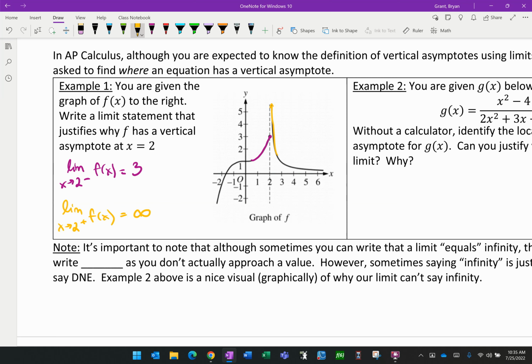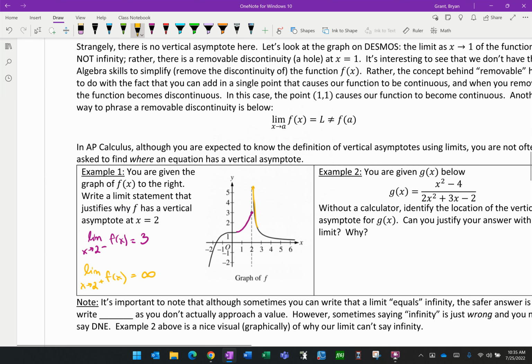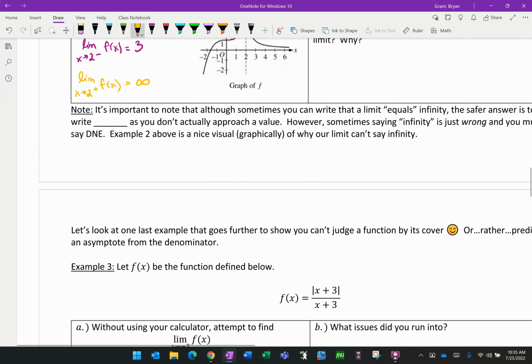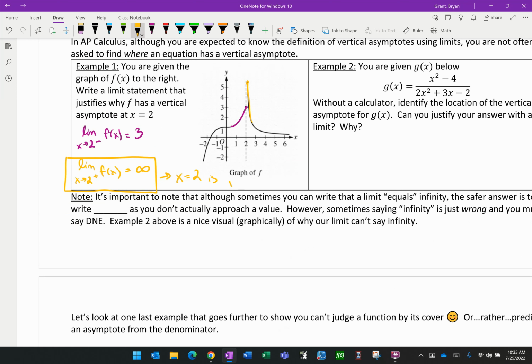And you're right, the limit doesn't exist. But remember our definition of a vertical asymptote. As long as one limit, even if it's a one-sided limit, equals infinity, then there is a vertical asymptote. And so, because this equals infinity, that implies that x equals 2 is a vertical asymptote, or an infinite discontinuity.